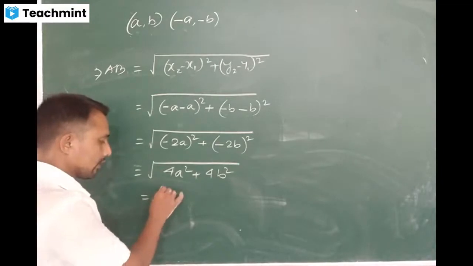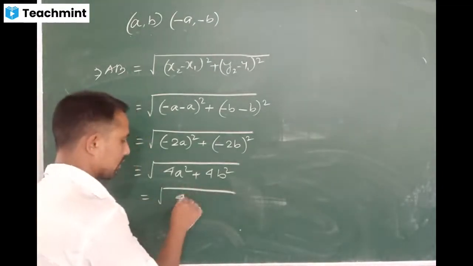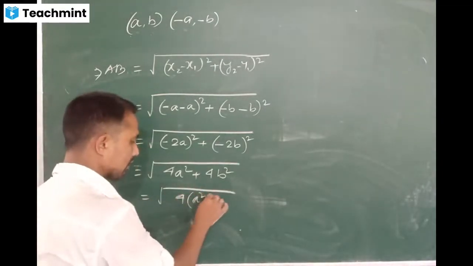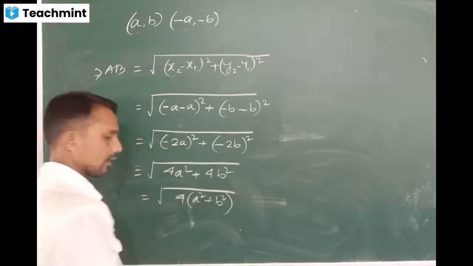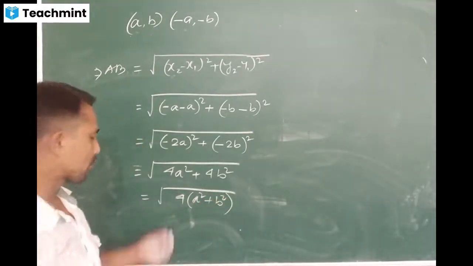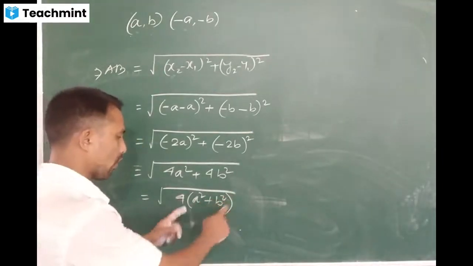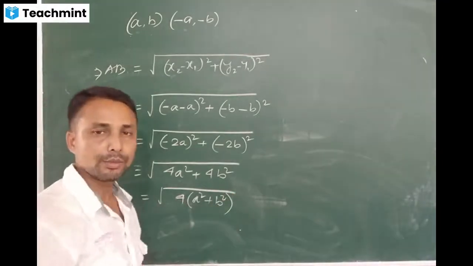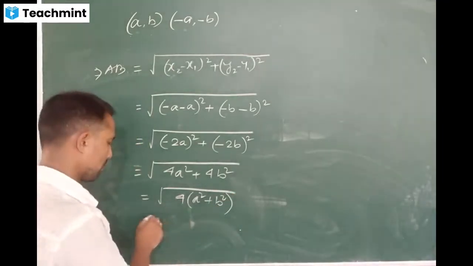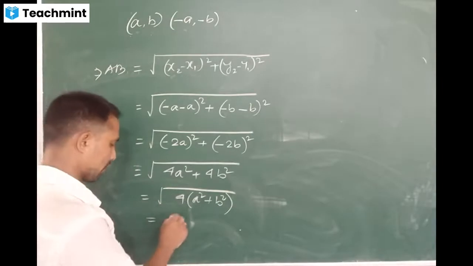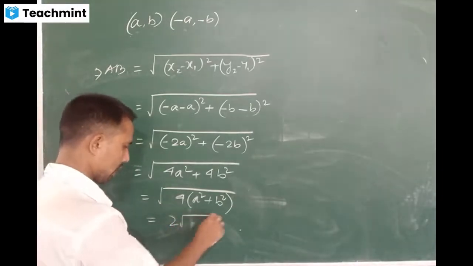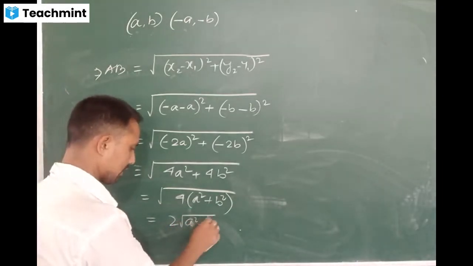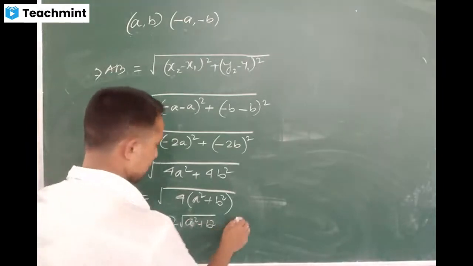Then take the 4 as common here: A square plus B square. Now the square root of 4, because the whole is not under the square, so you cannot remove it from the square root; only 4 can be removed as 2. So the answer is 2 square root of A square plus B square, in units.